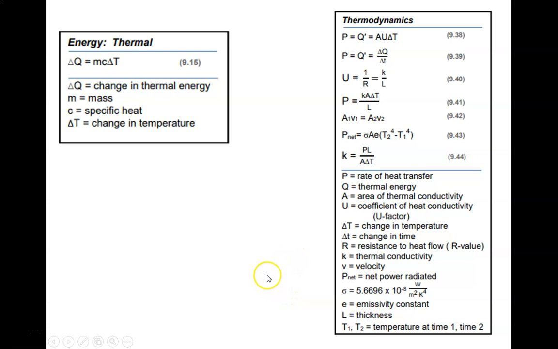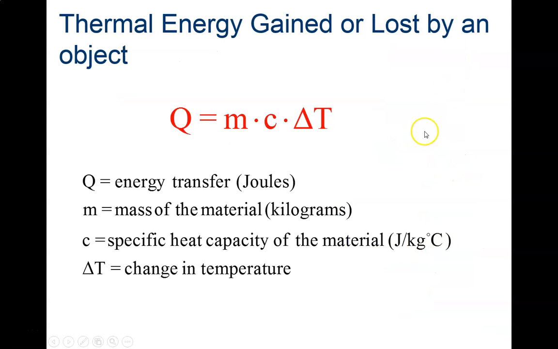These are the equations that you're going to be using in this unit. Q is basically equal to heat, or the change in thermal energy. M is mass. C is what's known as the specific heat of a substance, and capital delta T is the change in temperature of a substance. We'll go through the rest of these equations a little bit later on. Note they're 9.15 and 9.38 are where they're at.